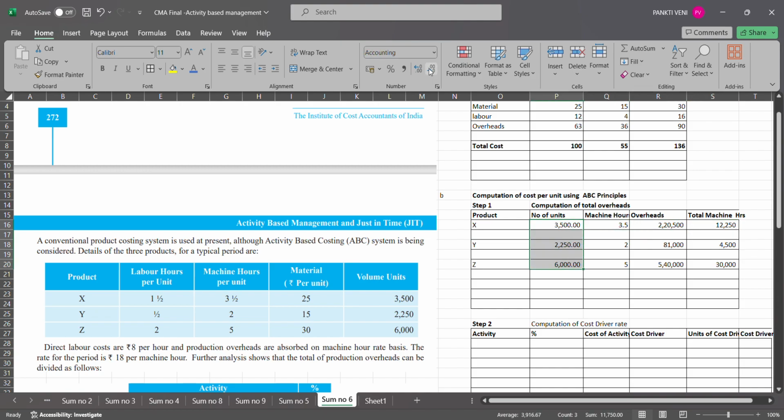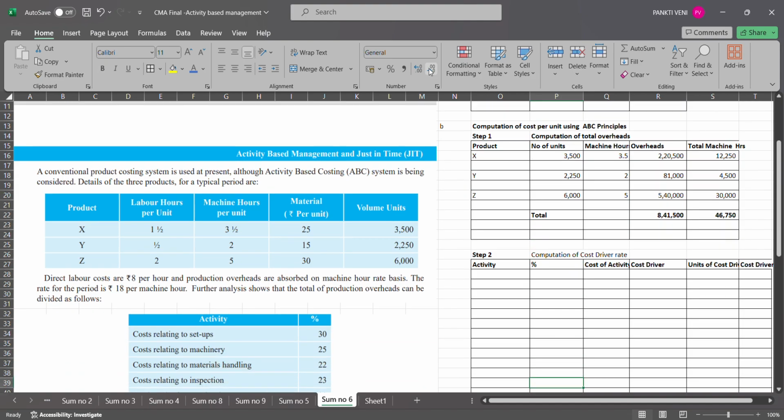Hope this much is clear. So now what I'll do is I'll total up my cost. So I got my machine cost, 8,41,000, and I'll total up my hours. So I got my hours and I got my cost. So this was step 1 where I calculated machine overheads, the machine hour related overhead.